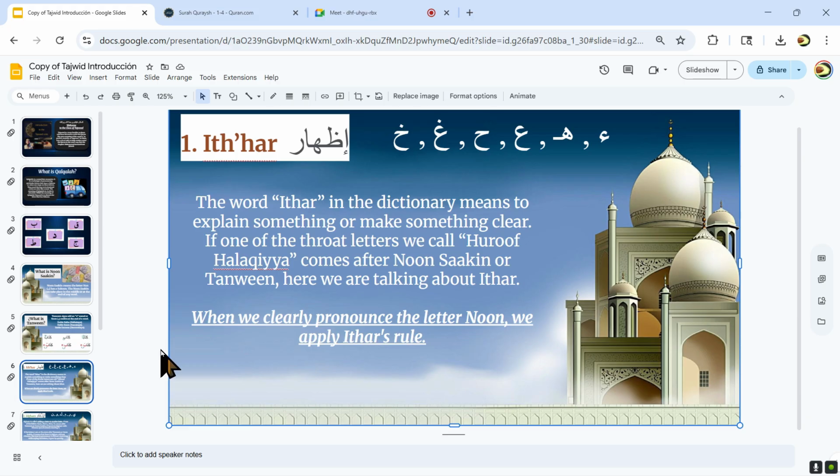Right now we'll get to examples from the Quran. I just want to write down the rules first. Let me know when you're ready and I can move forward, or if you have any questions. Yeah, we can move forward.